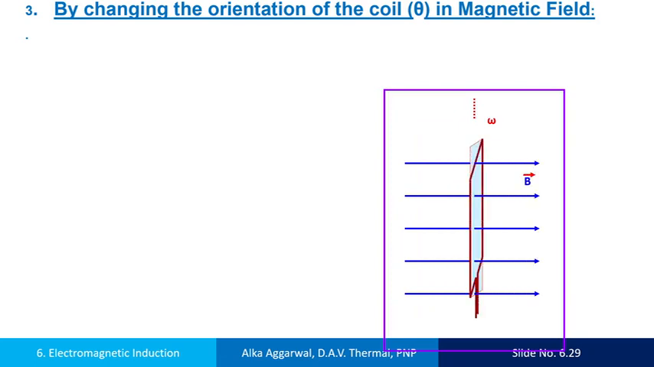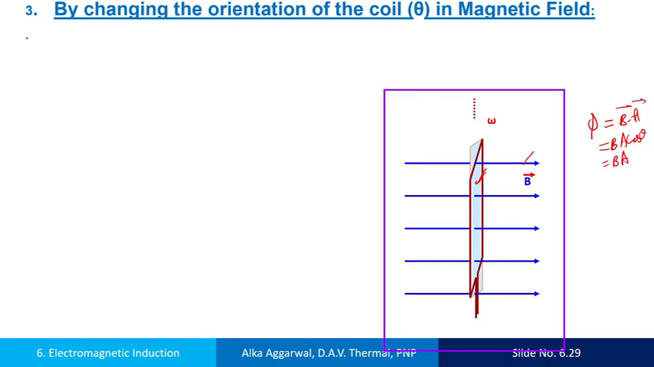Now say this blue color is a coil and this one is a magnetic field. The magnetic field is perpendicular to the plane of the loop, that is, the magnetic field is in the direction of the area vector. Now the flux linked with this loop is equal to B dot A. As the angle is 0, the initial flux is BA.